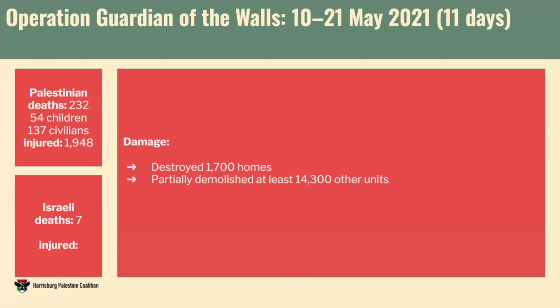So Operation Guardian of the Walls was 11 days, the 10th through the 21st of May, 2021. 232 Palestinians were killed, 54 were children, 137 civilians, 1,948 were injured. On the Israeli side, there were 7 deaths. If there were injuries, I could not find them. Destroyed 1,700 homes and partially demolished at least 14,300 other units.